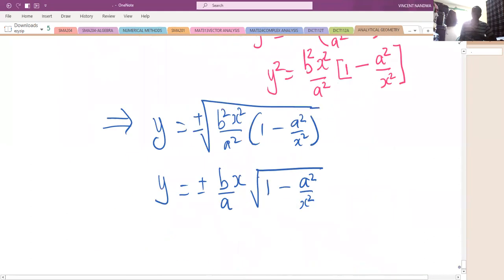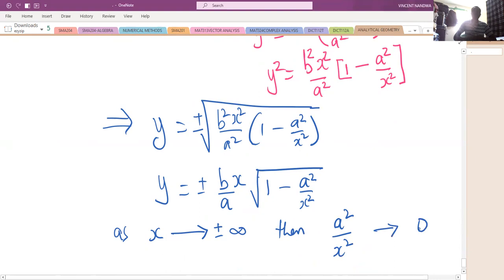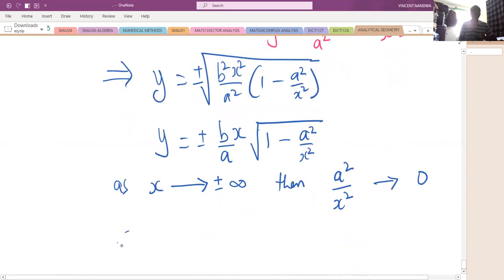So therefore you say, as x approaches plus or minus infinity, then a squared over x squared tends to 0, also making the denominator larger. So I expect that fraction to be a small number. So therefore, y would be given by plus or minus b over a x, because this is now just 0, and so 1 minus 0 is just 1. Square root of 1 is 1. So therefore, this is what you get.